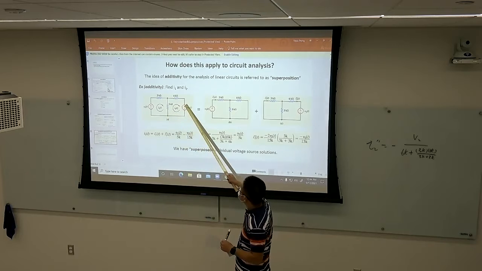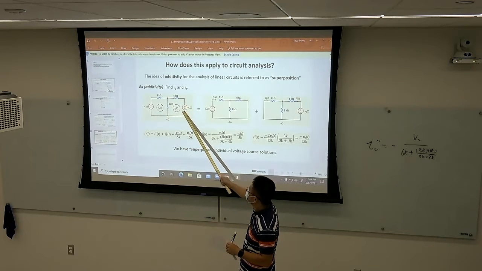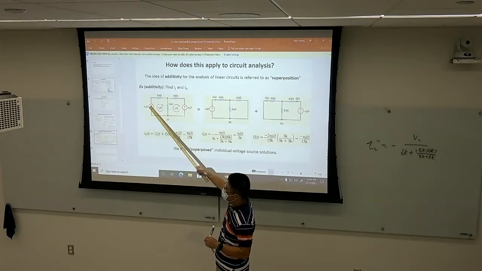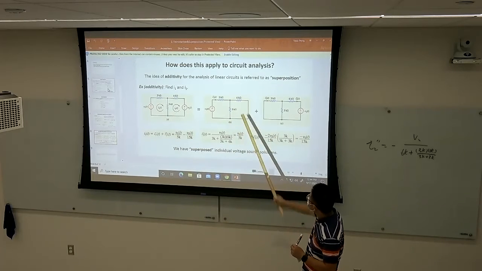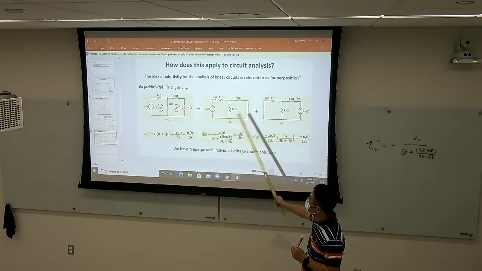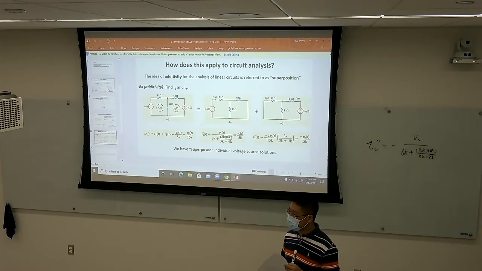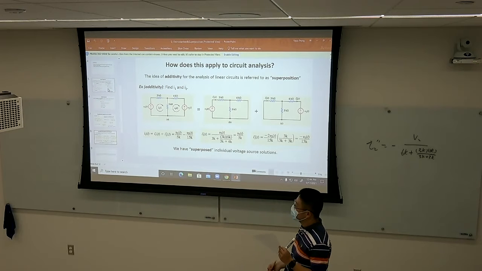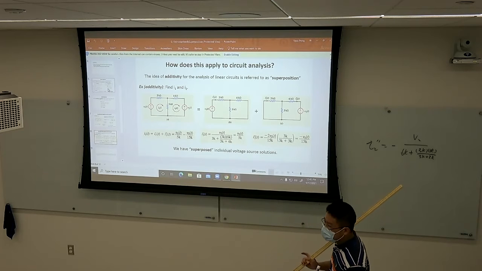So in this one, we shut down this source and use a short circuit, and then we shut down the other source and use a short circuit, and add the results of the two circuits together to get the original circuit. The same also applies to a circuit with a current source, but to turn off the current source, we use an open circuit. So that's the difference.